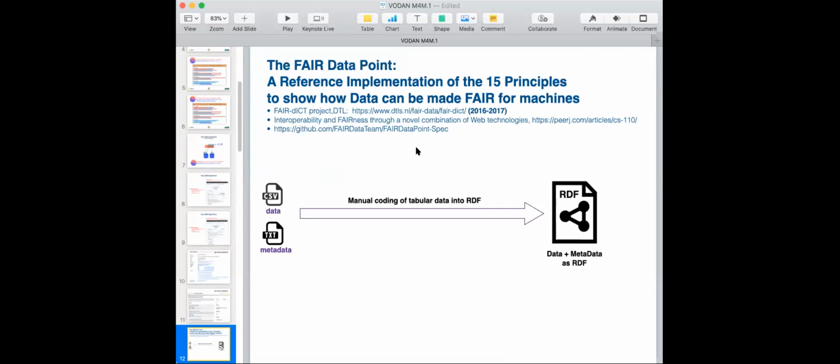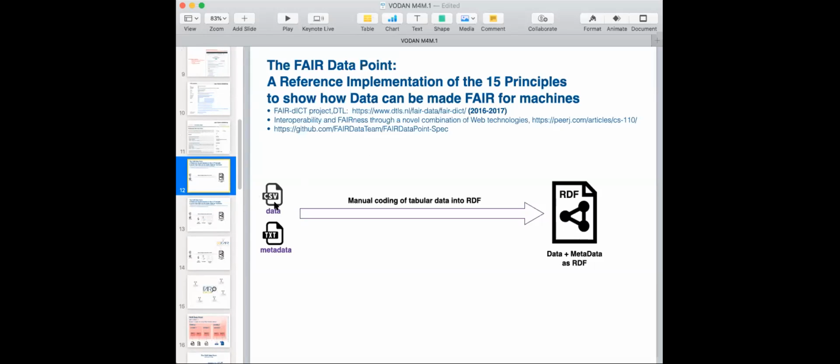And then just the framework in which we'll operate in VODAN. We first created a FAIR data point as a reference implementation to show what it would mean for the FAIR principles to actually be implemented. This is a set of slides that I've shown quite often over the last year, and it takes you through the idea of going from data and metadata onto a FAIR data point. For example, I'm showing some data here, maybe as a CSV file or an Excel spreadsheet. Here's some metadata for that, which may be simple text files. There is a process whereby these data and metadata are in one way or another coded into some machine actionable format.